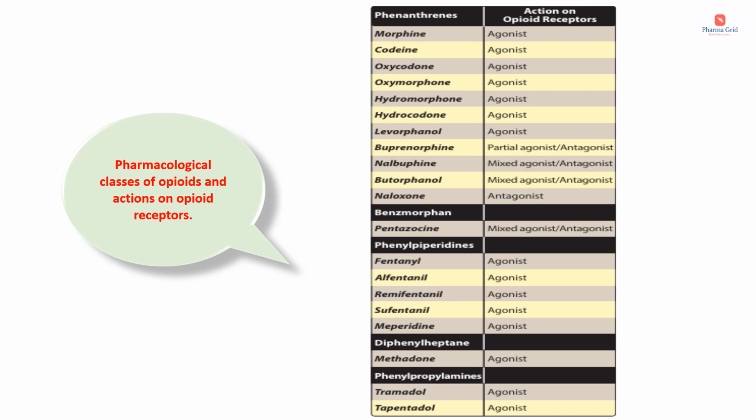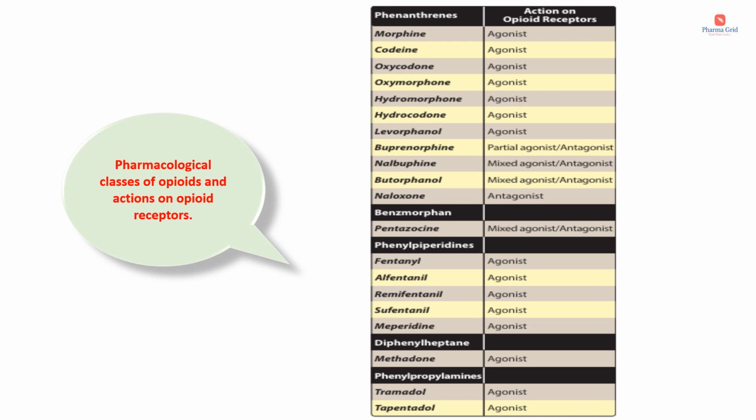The next classification is based on the pharmacological classes of opioids and their actions on the opioid receptors. Phenanthrene derivatives include morphine, codeine, oxycodone, oxymorphone, hydromorphone, hydrocodone, levorphanol, buprenorphine, nalbuphine, butorphanol and naloxone. Pentazocine is a benzomorphan derivative and phenylpiperidines include fentanyl, alfentanil, remifentanil, sufentanil and meperidine. Methadone is a diphenylheptane derivative. And phenylpropylamines include tramadol and tapentadol.